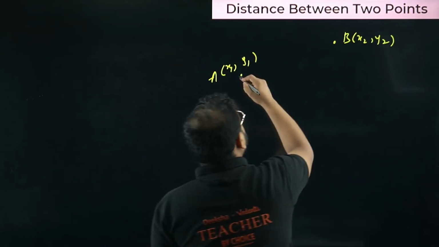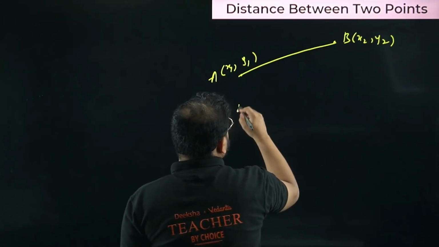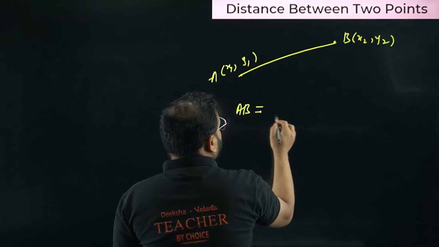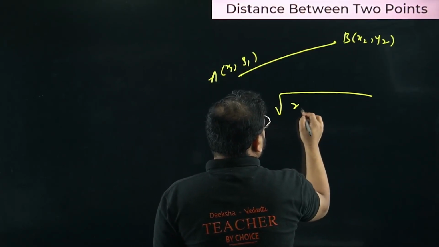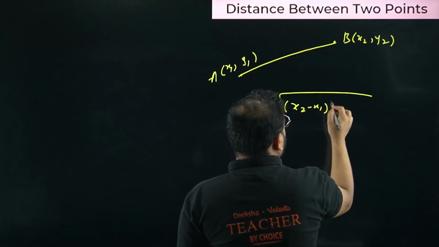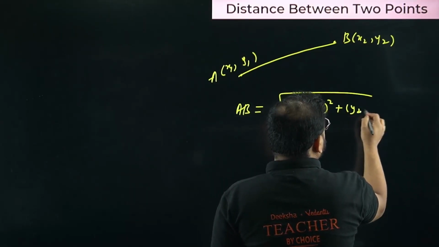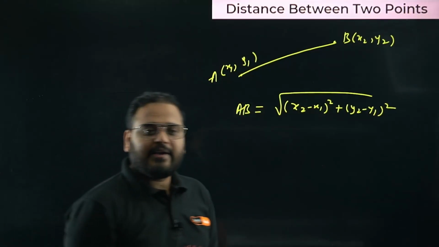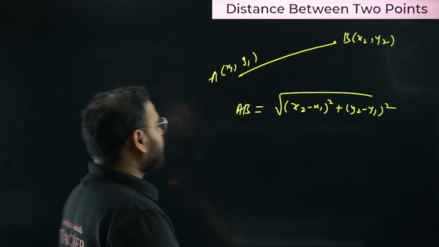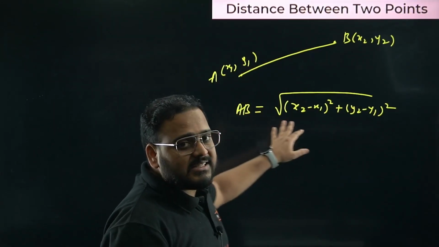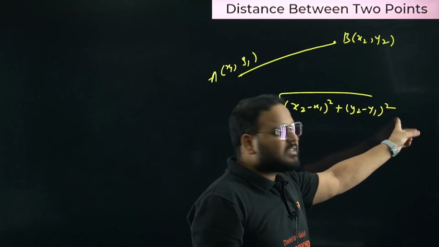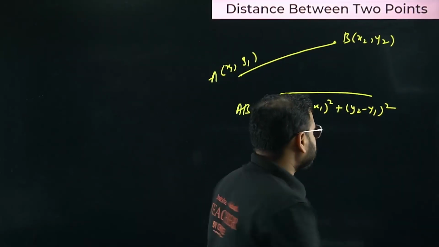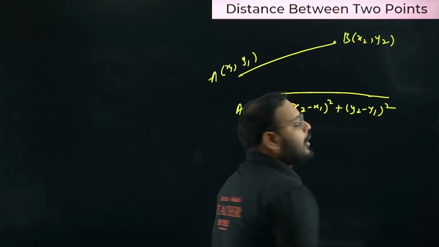Then this formula is given by: the distance AB is given by the square root of x2 minus x1 the whole square plus y2 minus y1 the whole square. That's simple. If you have a z-axis, what will happen? It will become plus z2 minus z1 the whole square. I hope this is clear.